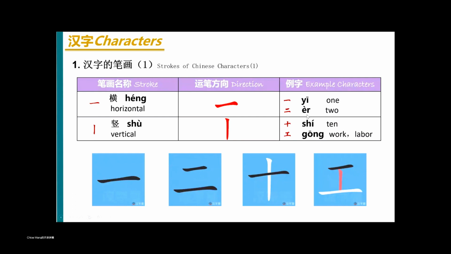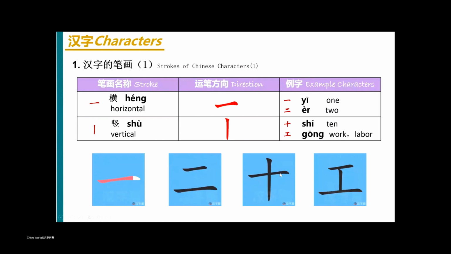二. So for 二, we can tell from this example that although it's the same 横 here, the first one is a little shorter than the second one. Next one, the character that is using 竖, we have the number 10, 十.